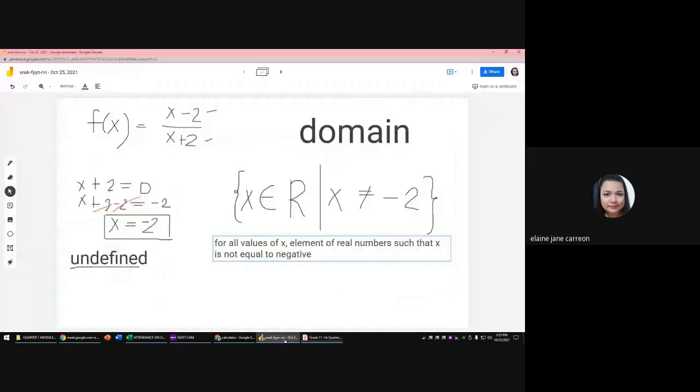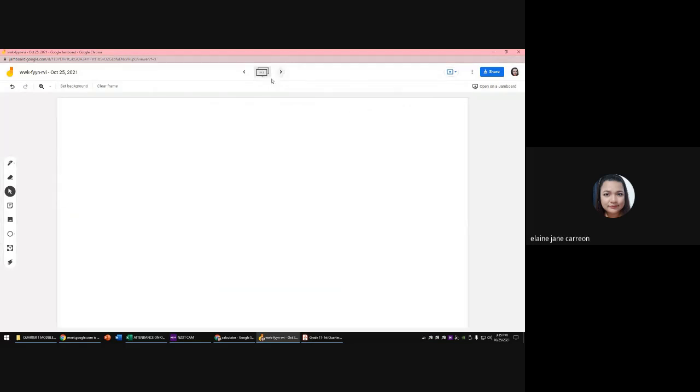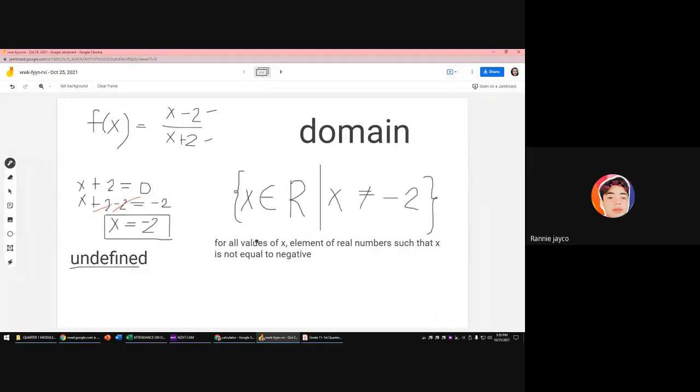Now, let's move on to the range. How are we going to find the range of the function f of x is equal to... Ma'am, pwede pong paulit yung basa po dun sa x dito? Okay. Sige, ulitin ko. Thank you very much. For all values of x, element of real numbers such that x is not equal to -2. Ito yung basa niya sa ilalim.